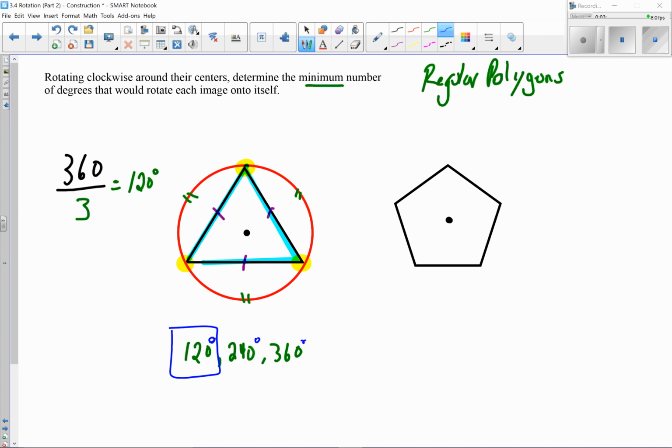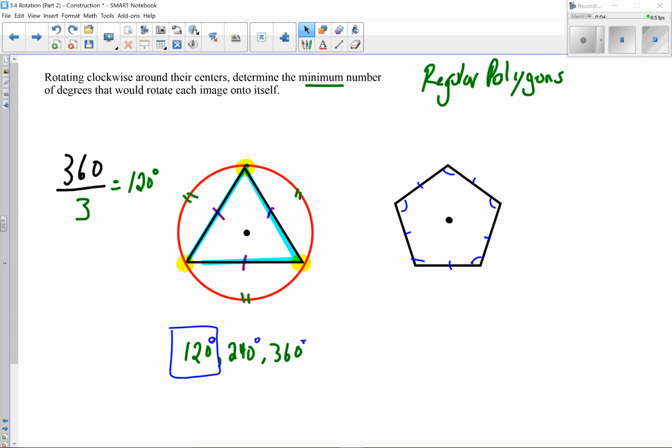Again, they could ask for all of them, the minimum, whatever the situation is, make sure you answer the question appropriately. All right, same thing over here. Again, this is a regular pentagon. All the sides are equal in length, along with all of the angles. All of these are equal as well.